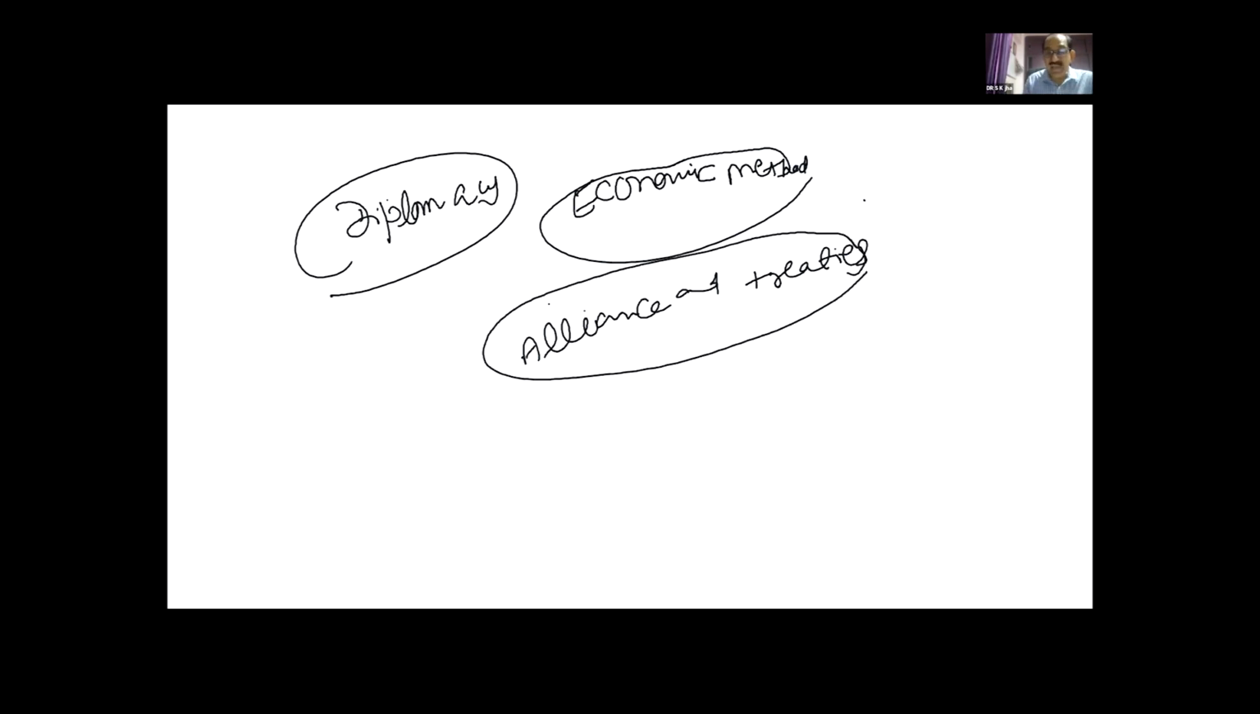Alliance and treaties mean what I have in mind. Let us take some examples. When we talk about NATO, in order to secure their interest, countries like the US and the other countries of Europe have entered into a defense pact. NATO is a kind of alliance which helps European countries and the US in promoting the national interest. Or the treaties which you enter into with a country.